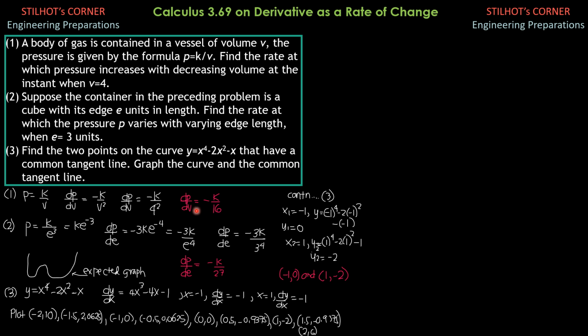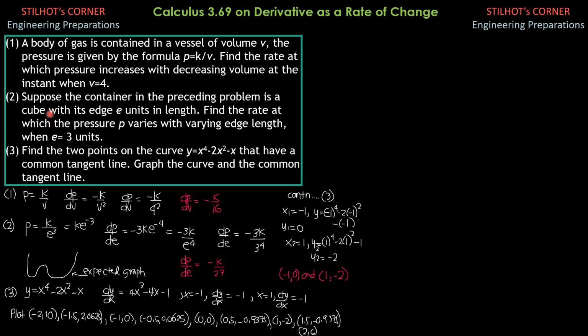So the units would be units of pressure per volume. So it may be pascals per cubic meter or pounds per cubic foot. So it all depends on the units here. But here in general, the units would be units of pressure per unit volume, per cubic units of volume.